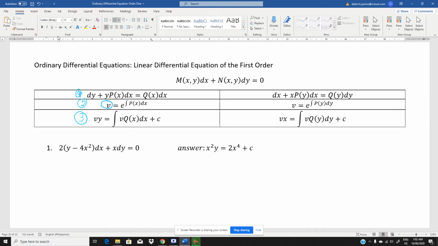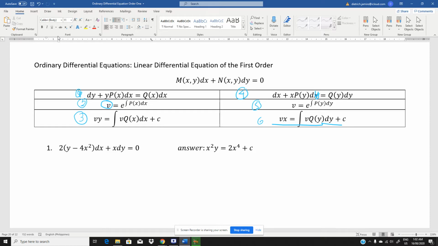But if our differential equation is given in this form, which is equivalent to dx plus x times p of y dy, sorry, that's dy, is equal to q of y dy, then its integrating factor is e raised to the integral of p of y dy. Solving for our differential equation, we will use this one: the integrating factor times x is equal to the integral of the integrating factor times q of y dy plus c.